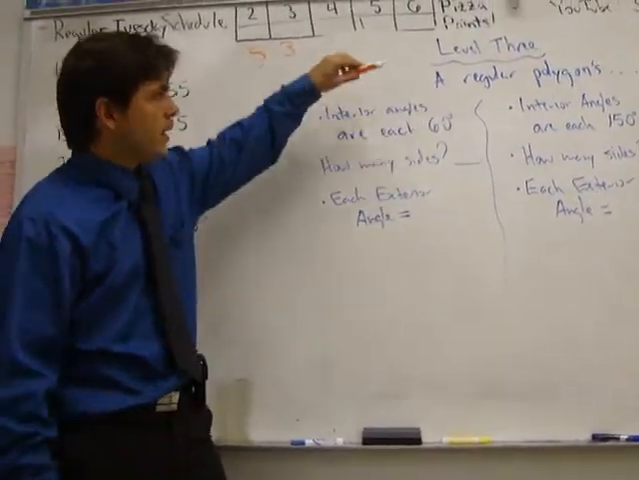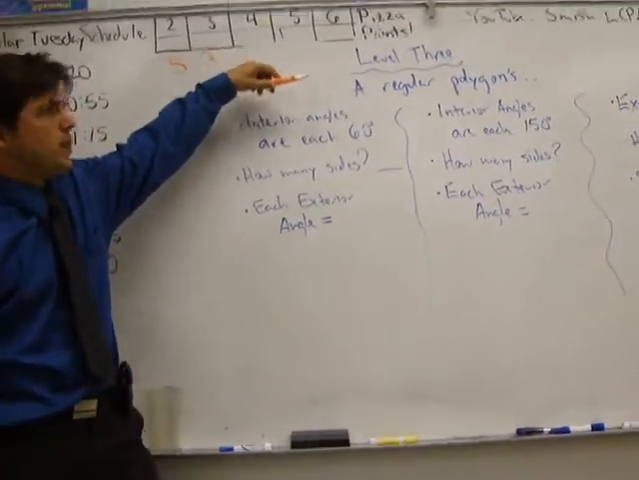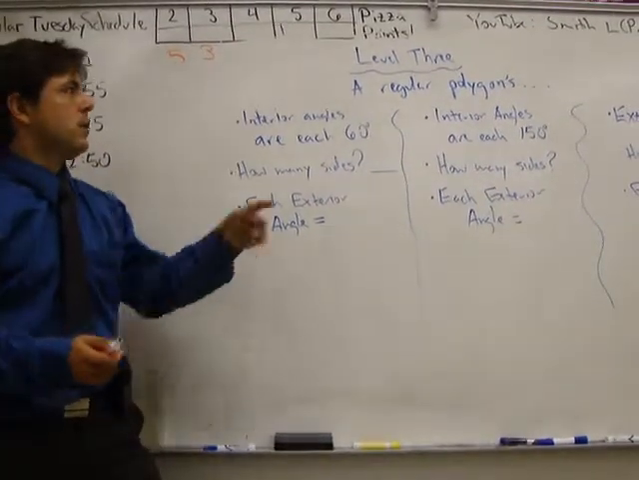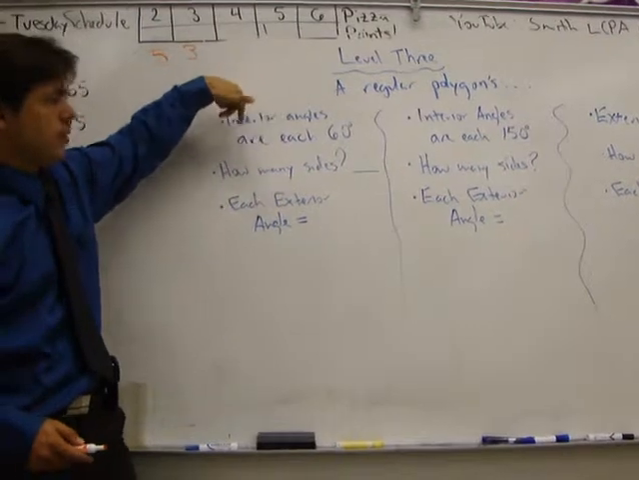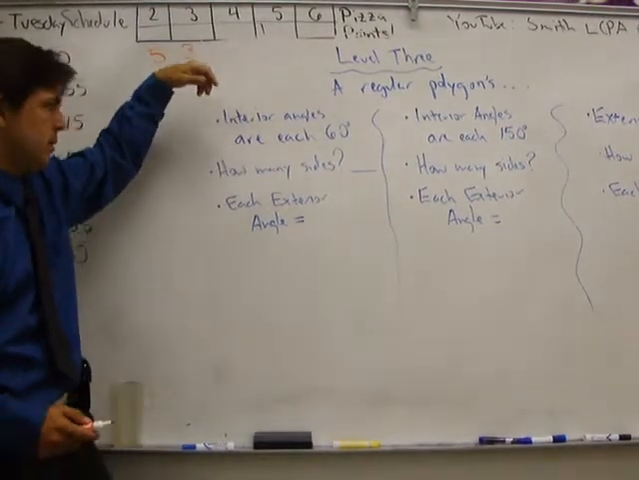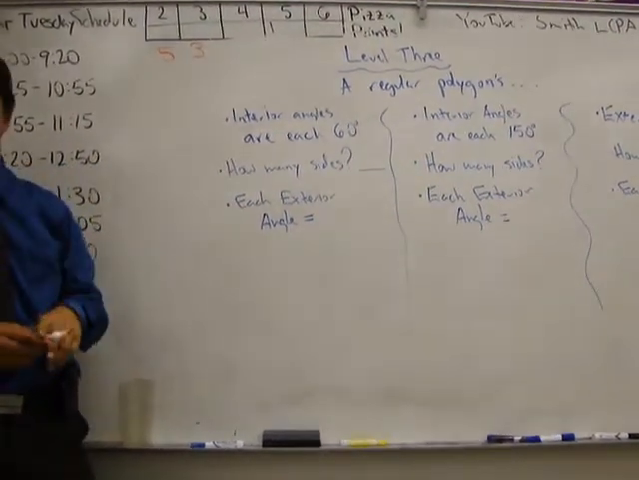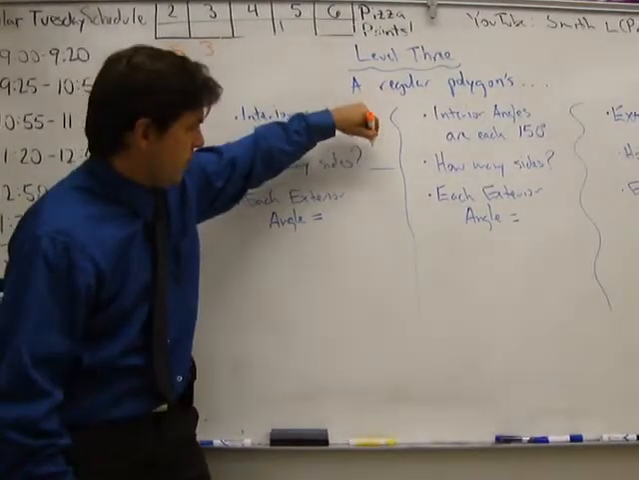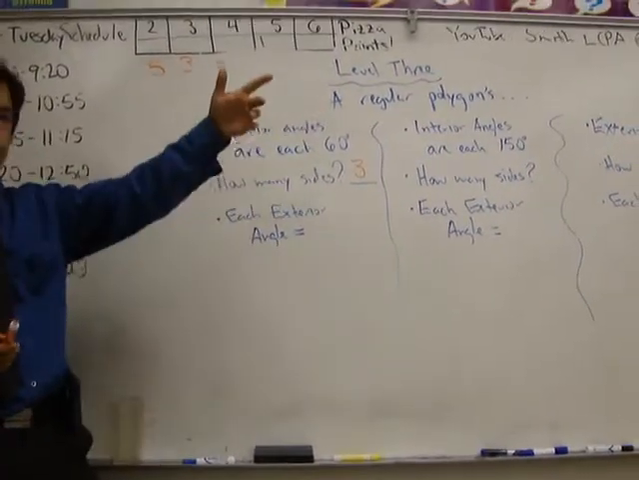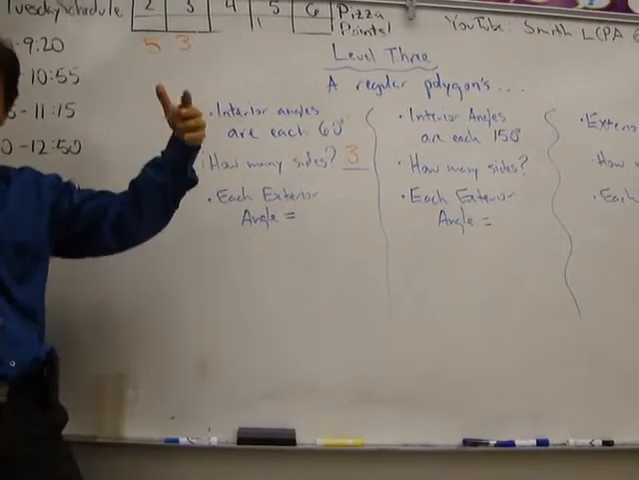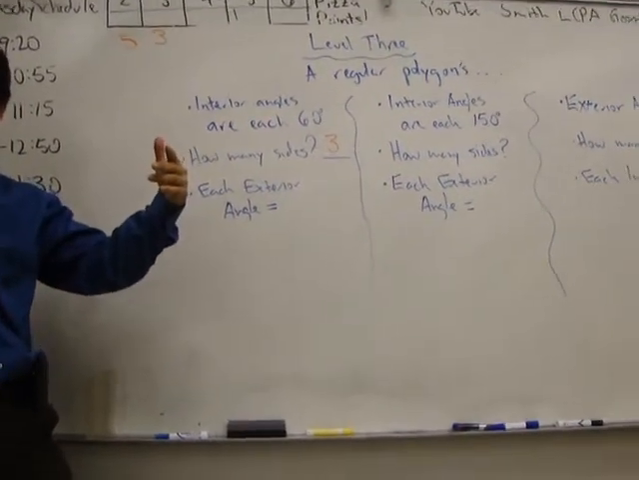Okay, we're on level 3. We're talking about regular polygons. If a regular polygon's interior angles are each 60 degrees, how many sides would it have? 3. Can anyone tell me how you knew that? Triangle? Do you remember from the warm-up that they all added up to 180 or something like that?